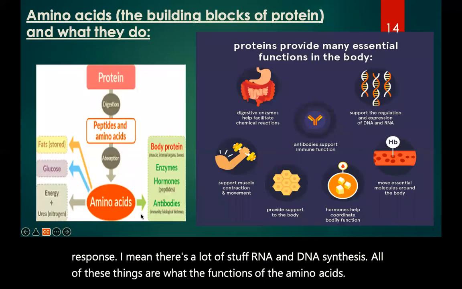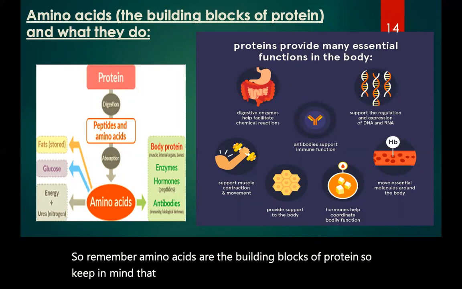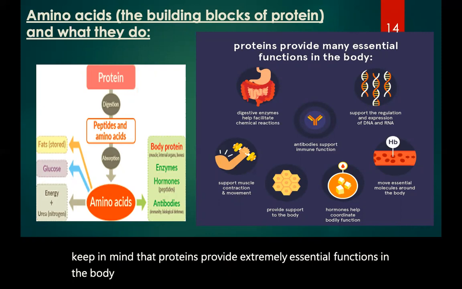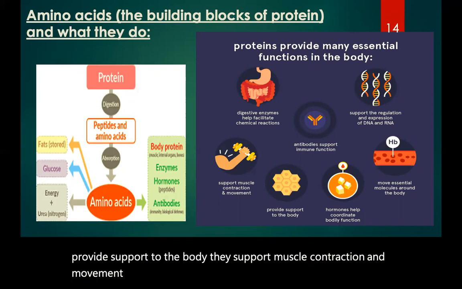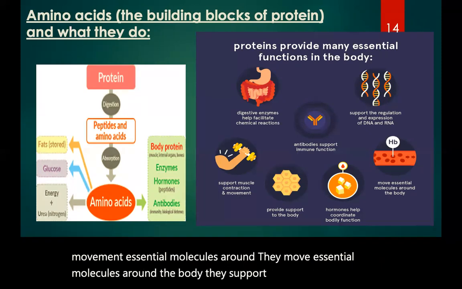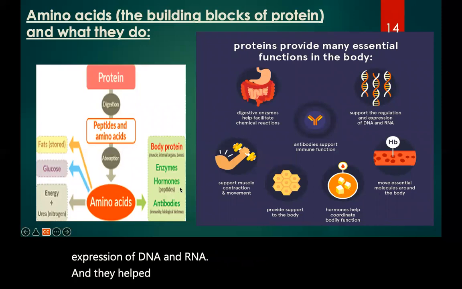Okay, so remember, amino acids are the building blocks of protein. So keep in mind that proteins provide extremely essential functions in the body. Obviously, the antibodies support immune function. They provide support to the body. They support muscle contraction and movement, they move essential molecules around the body. They support the regulation and expression of DNA and RNA. And digestive enzymes help facilitate chemical reactions.